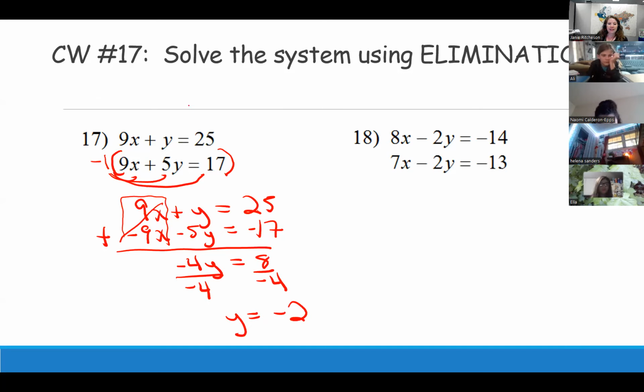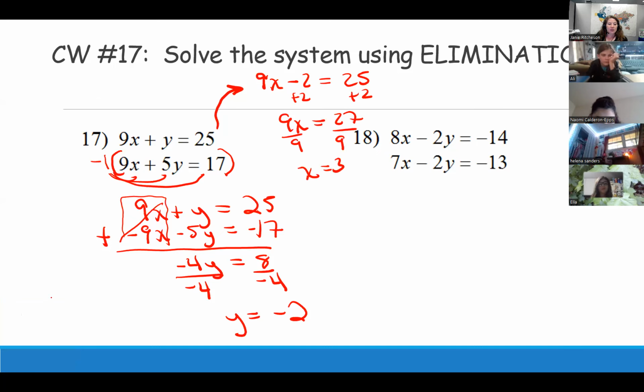And now I'm going to plug in -2 into my top equation to figure out what x is. Whoops, it's not -2y, it's just -2. Equals 25. So I'm going to add 2 to both sides. And when I divide by 9, I get x is 3. So my answer is 3, -2.